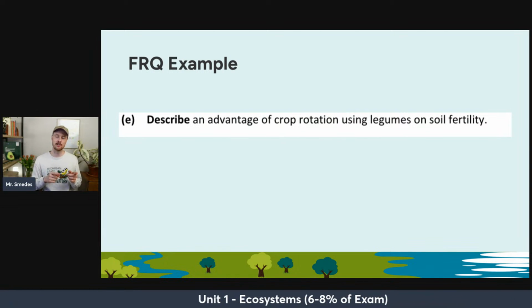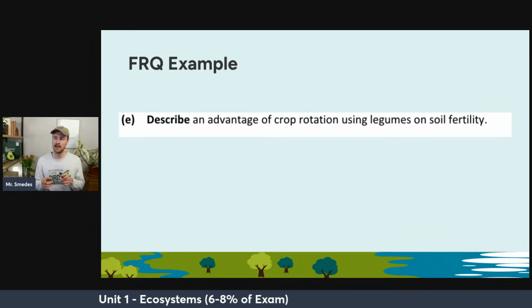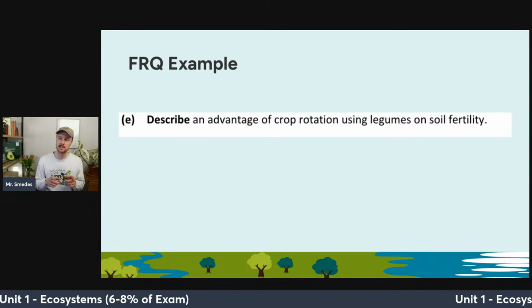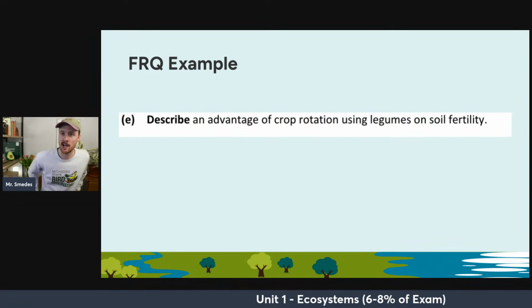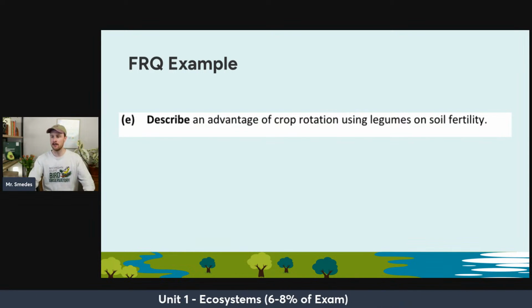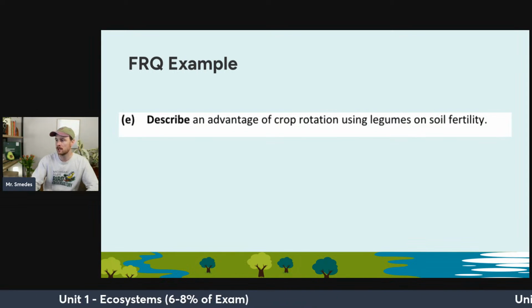What's a really good use of our time is seeing if you guys can describe an advantage of crop rotation using legumes on soil fertility. Go ahead, type away. Let's drop it in the chat, and we'll see if we can get somebody who would have earned a point here. We'll put their answer up on screen, and we'll go over it together.